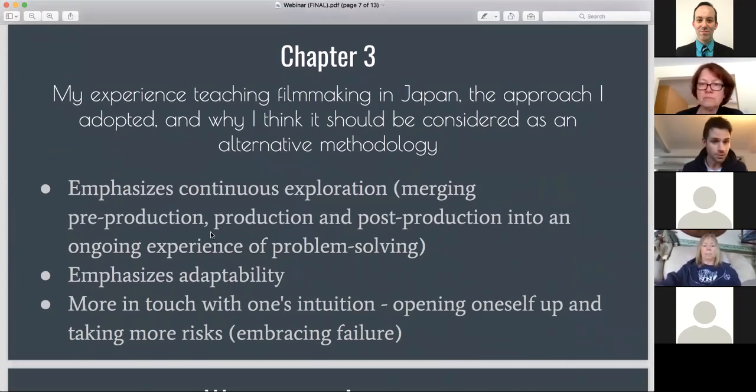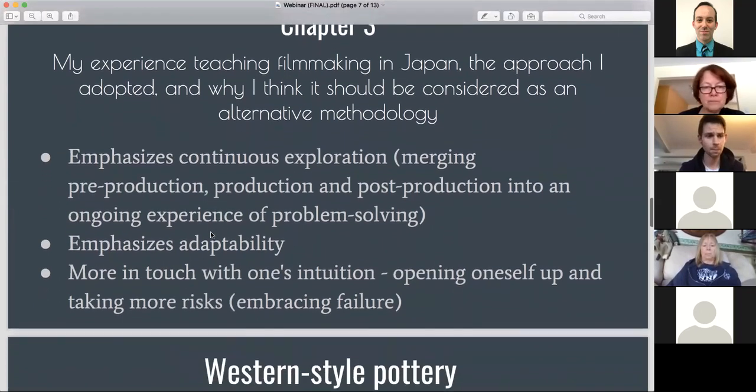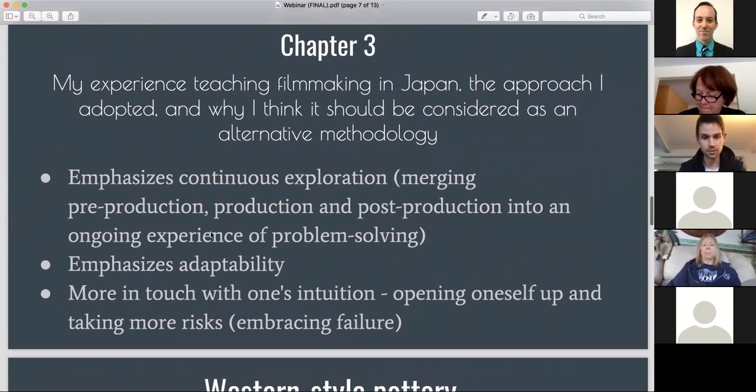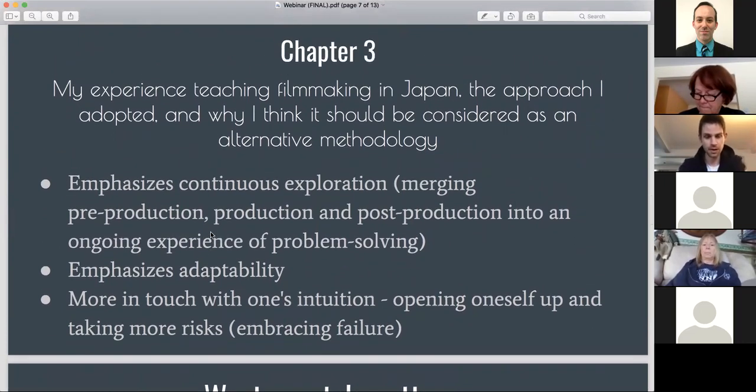So my third chapter is basically about my experience teaching filmmaking in Japan, the approach I adopted, and why I think it should be considered as an alternative methodology. Let me start quickly by saying that when Suwa, the mentor that I had, was teaching, it was me who was teaching the high school course, but he would come in occasionally to lecture to the students.